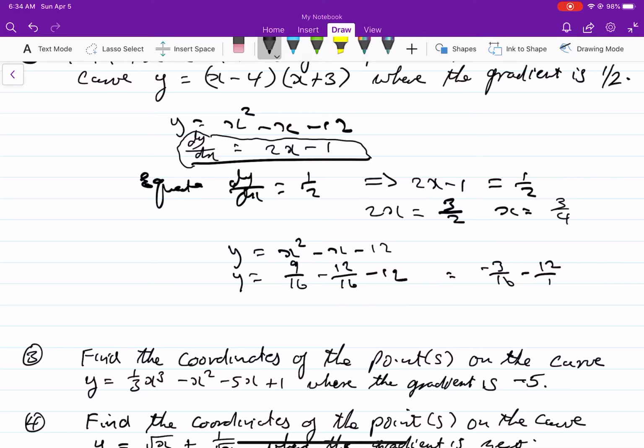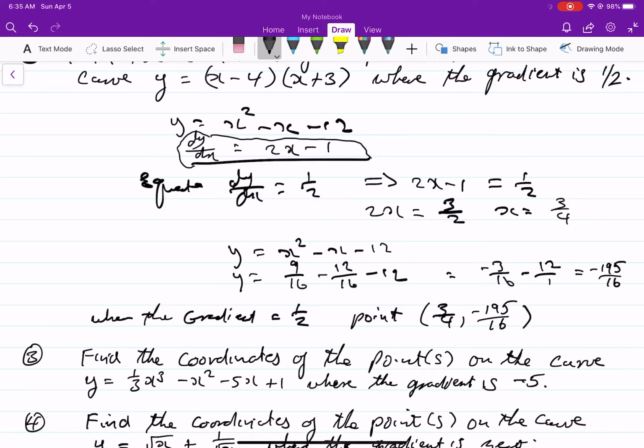This is embarrassing. 192 and 3, 195. Minus 195 over 16, I think. Y'all gonna double check my numbers. So when the gradient is a half, the point at which the gradient is a half has coordinates 3/4, minus 195 over 16. Voila.